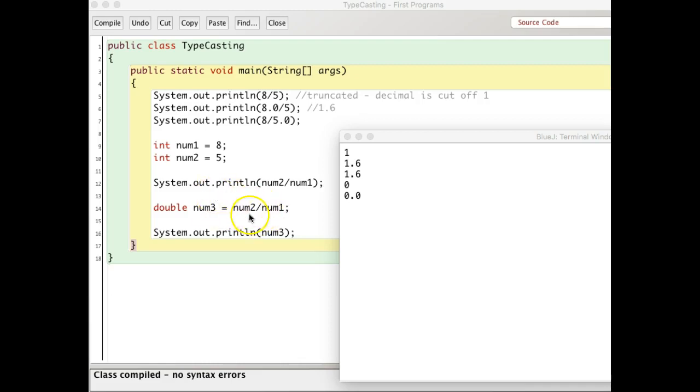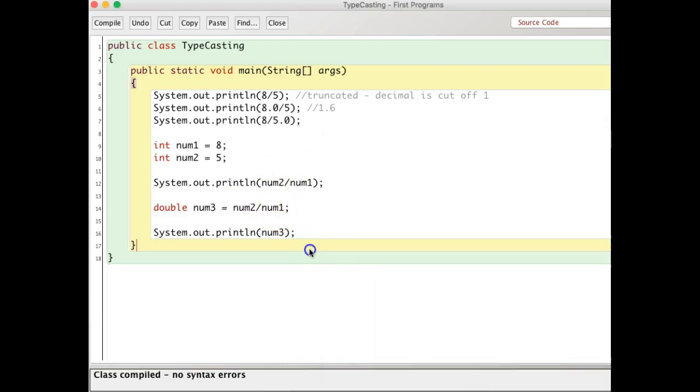So if I have two integers and I want to divide them, say your test average, you have all these numbers you add together and you divide by how many. They're all integers, but your average is a double. So this kind of thing that you have to do is called typecasting.